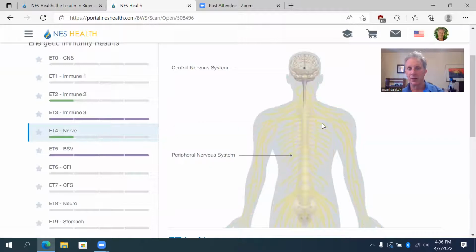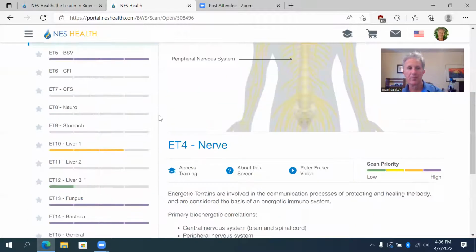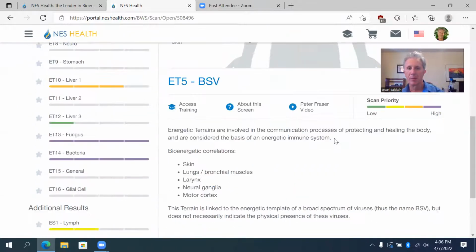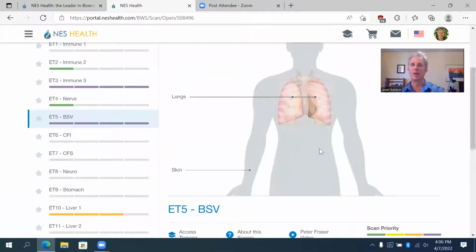ET4 is central nervous system and peripheral nervous system. So it's very closely related to ET0. Number 5, broad spectrum viral, stands for BSV, relates a lot to the lungs and the skin. When this comes up, it came up for me, there is healing taking place in the lungs and the skin. And in my case, I know there is something with my skin for sure, having some breakouts going on. So there's a healing process taking place here.